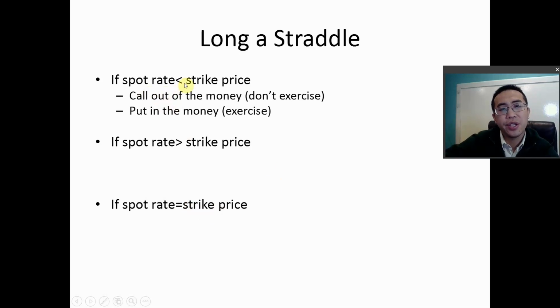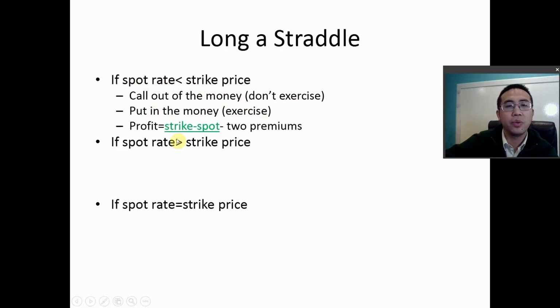So if the spot rate is less than the strike, so when the spot rate goes too low, the put option is in the money. The call option is out of the money. So you exercise the put, you don't exercise the call. So the profit would be the money you make from the put option, which is strike minus spot, definitely a positive, minus the two premiums.